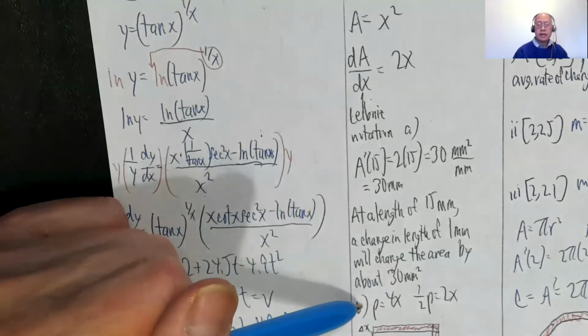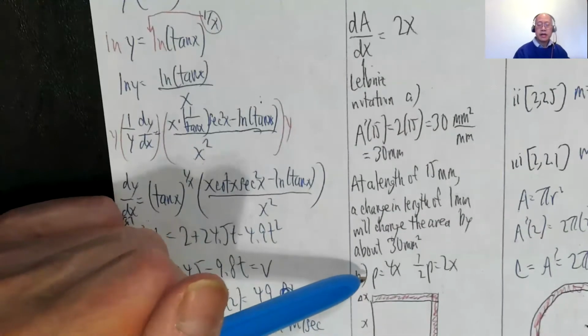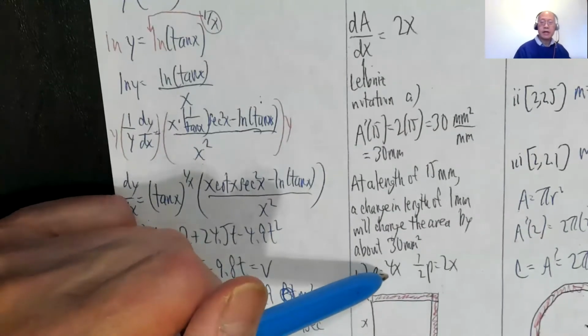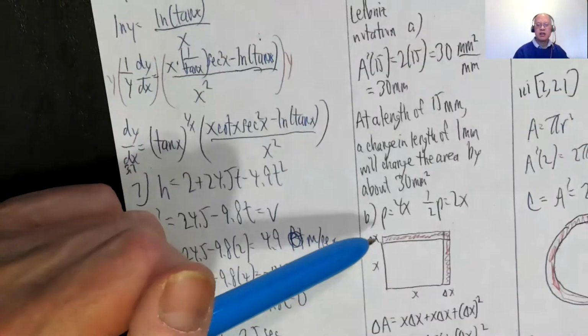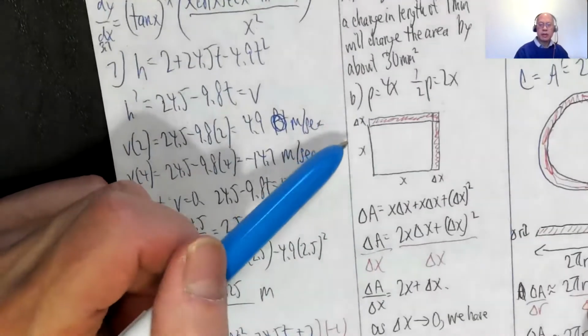Okay, then it says something about the rate of change is half the perimeter. Well, the perimeter is 4x, half the perimeter is 2x. That is dA/dx, as you can see here. Okay, and I want you to illustrate with a picture.